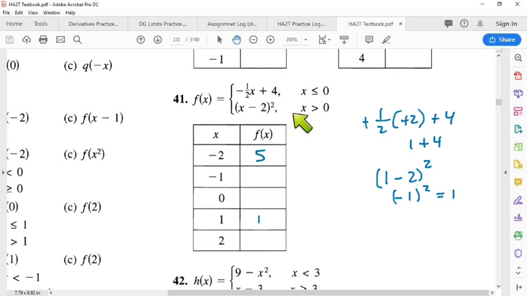All right, that's what you've got to do. You've got to obey the rules right there. Follow the conditions.